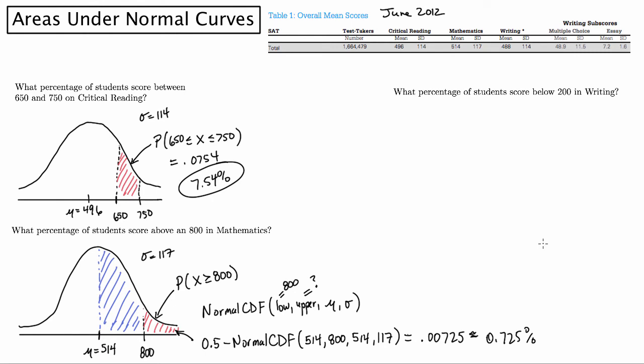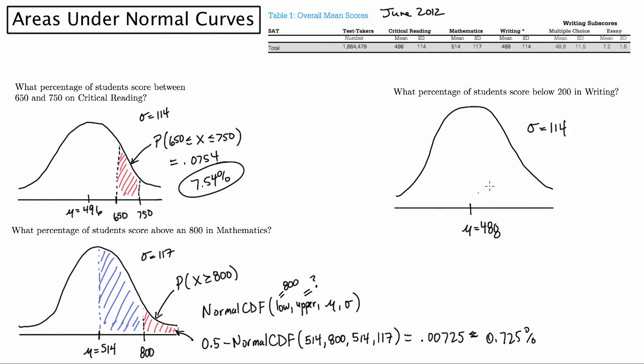Alright, so what percentage of students score below 200 in writing this time? We're going to be looking at a different distribution here. Let me just draw in a normal curve. So we're looking at writing, and writing has a mean of 488 and a standard deviation of 114.